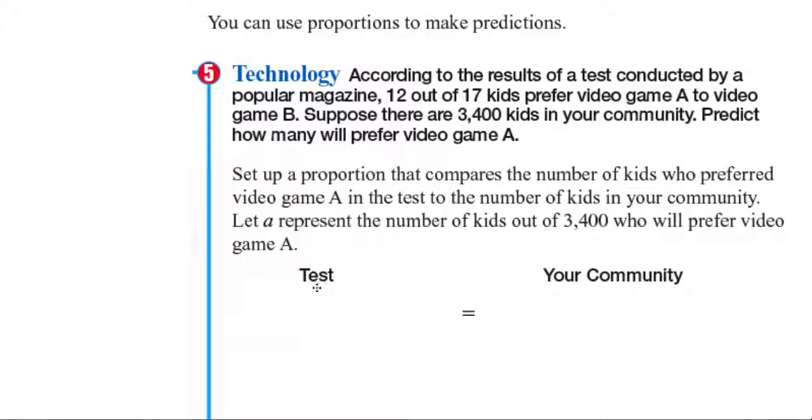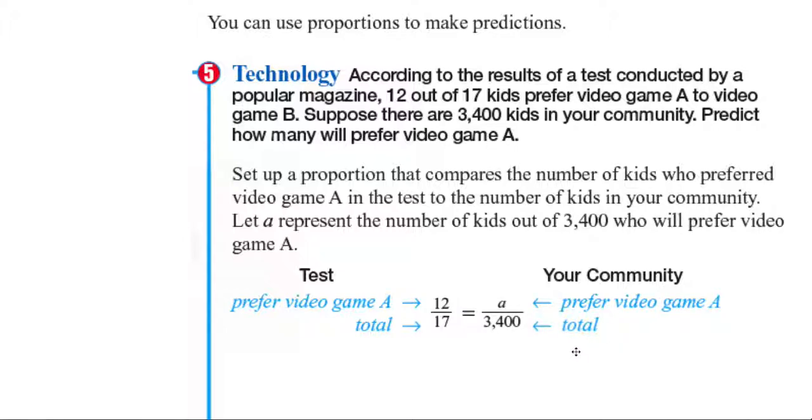So in the test, the ratio is 12 out of 17, which is the kids who prefer video game A in the test is 12, and the total number of kids is 17. So it's 12 out of 17. And in your community, the number of kids who prefer video game A is what we're looking for. So we make it an A, all over the total number of kids, which equals 3,400.